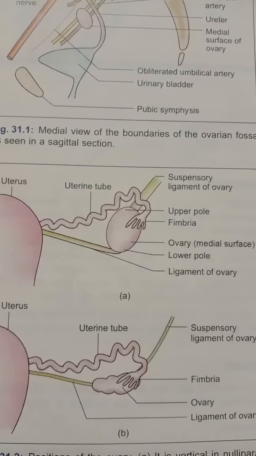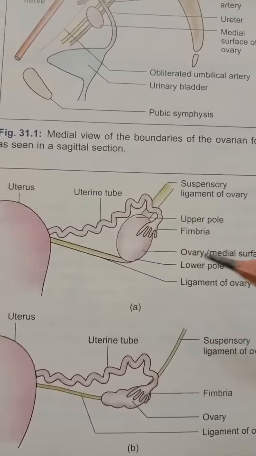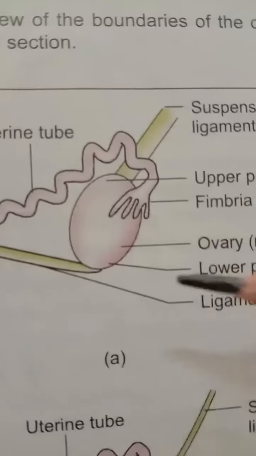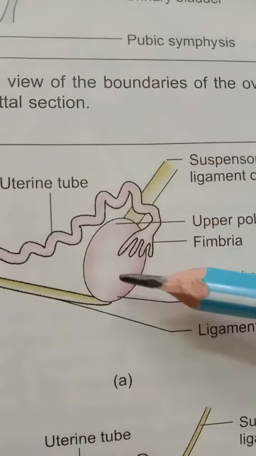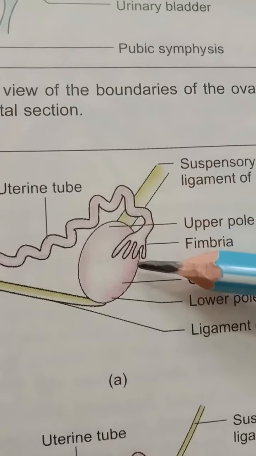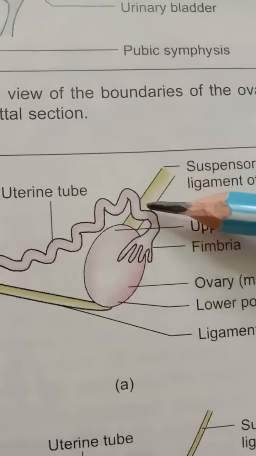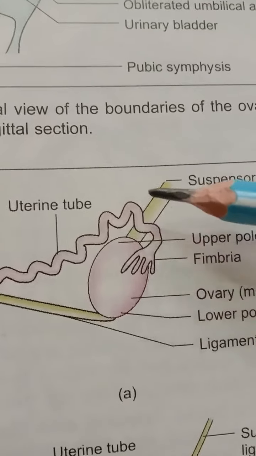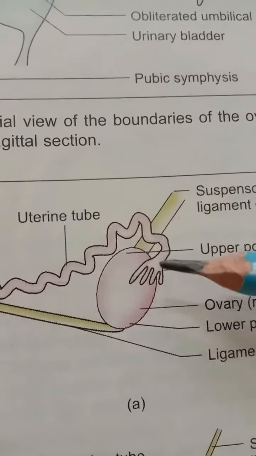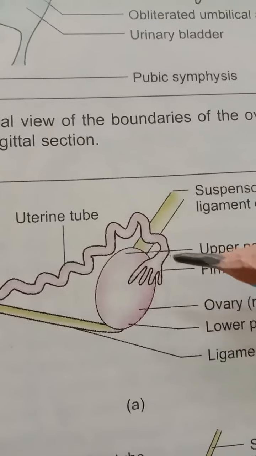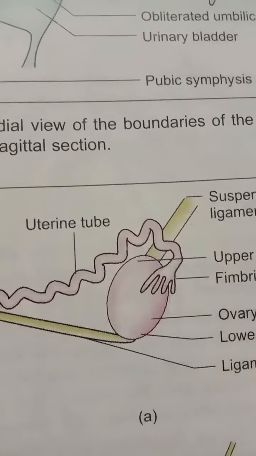Then let's see the surfaces of the ovary. Then this is the lateral surface. So it is convex and is in contact with the parietal peritoneum lining the ovarian fossa. So this surface separates the ovary from the extraperitoneal tissue and the obturator nerve and vessel.